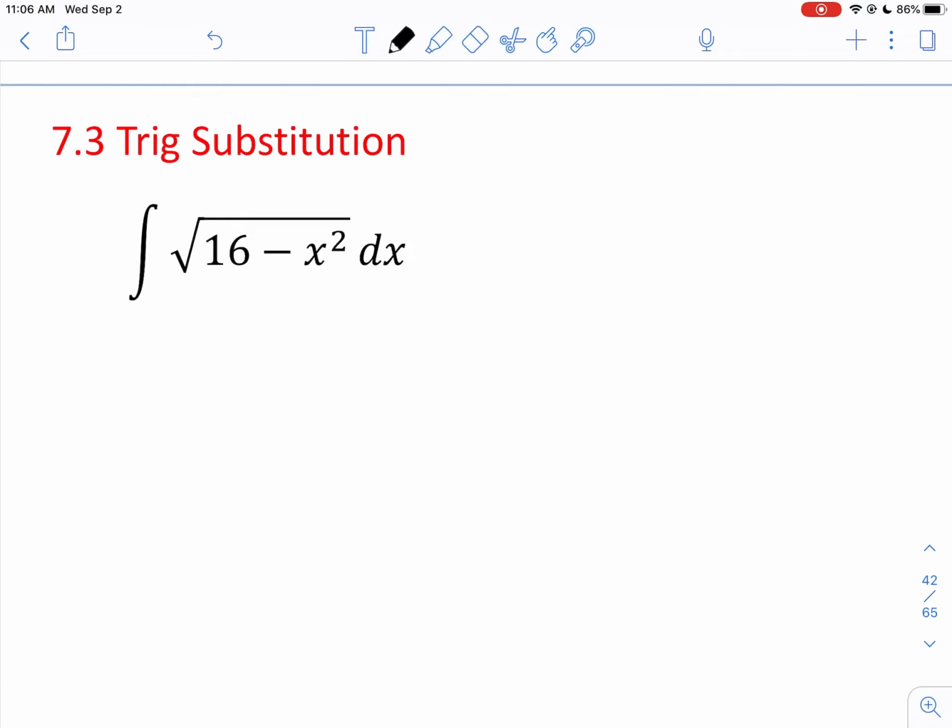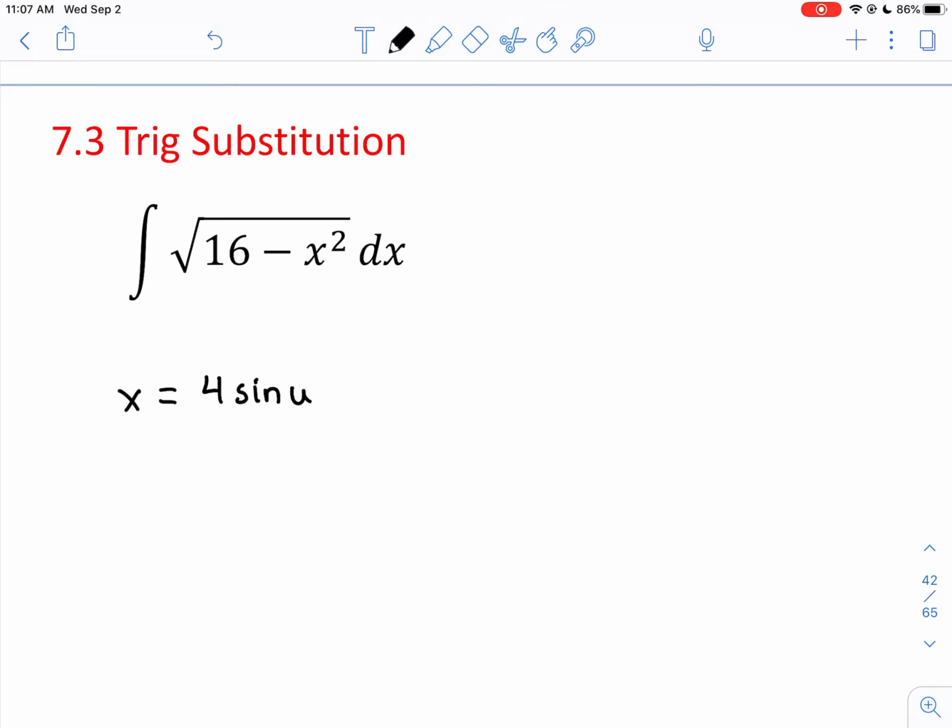I'm going to do a substitution. Instead of calling something in here u like that, I'm going to let x be a new expression, one that will let me use trigonometric identities to help ultimately solve this task. I'm going to let x be 4 times sine of u. So this is a substitution in the sense that we're changing x into a new expression involving a new variable.